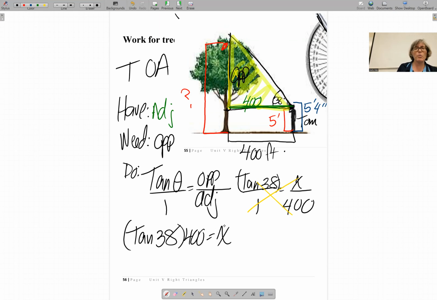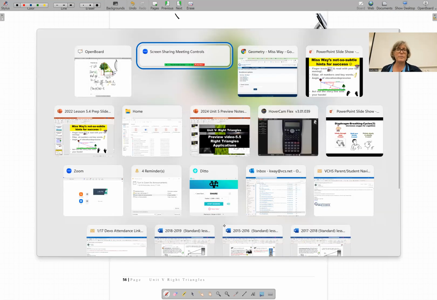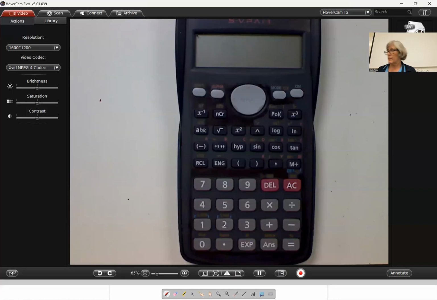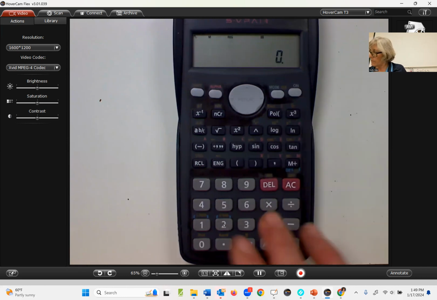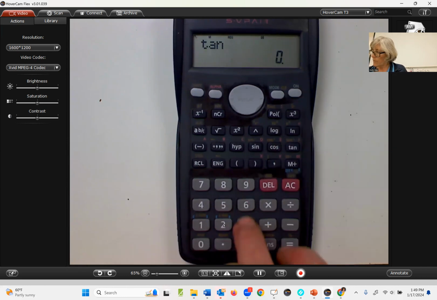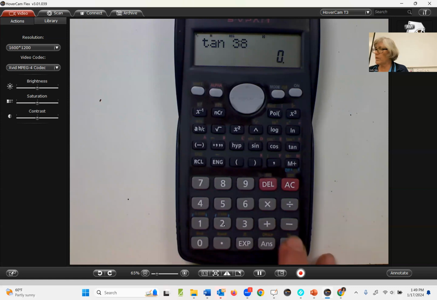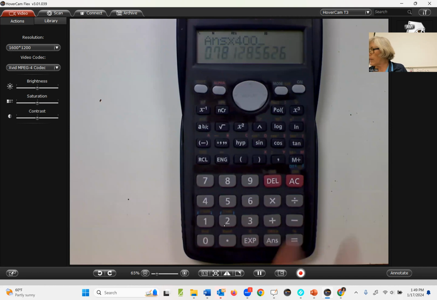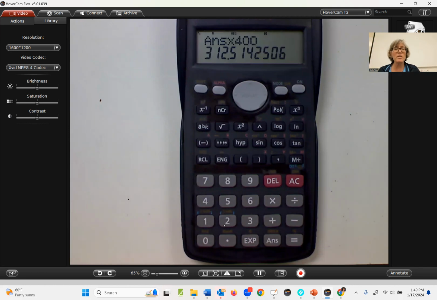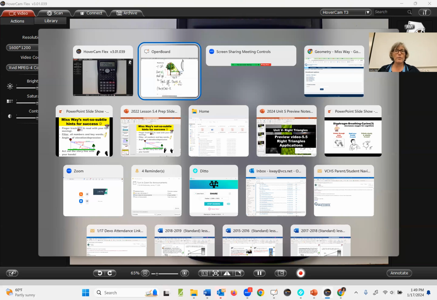Variable by itself. So we're going to do the tan of 38 times 400. Tan 38, I'm going to hit enter, get the decimal, times 400, enter. Take it to the second decimal place, that's 312.5.